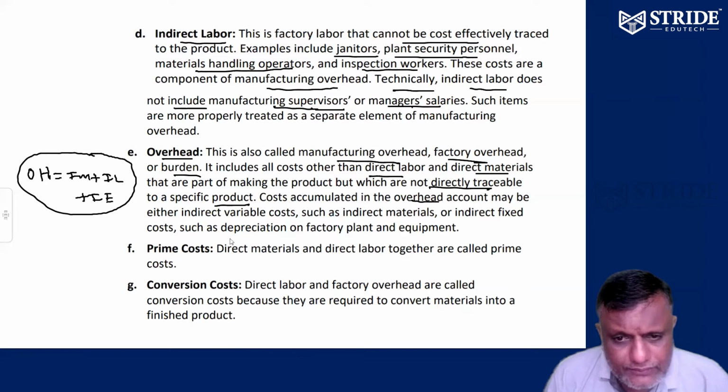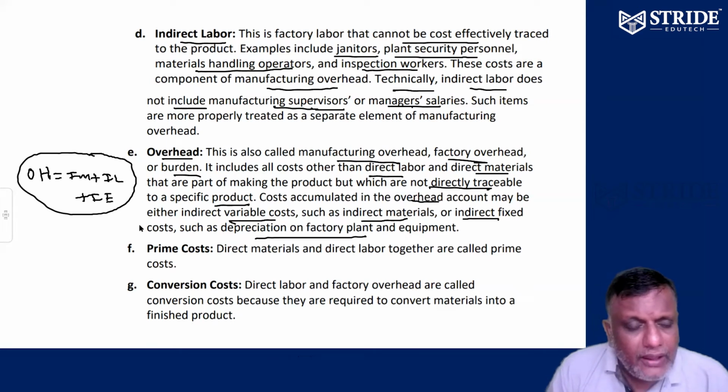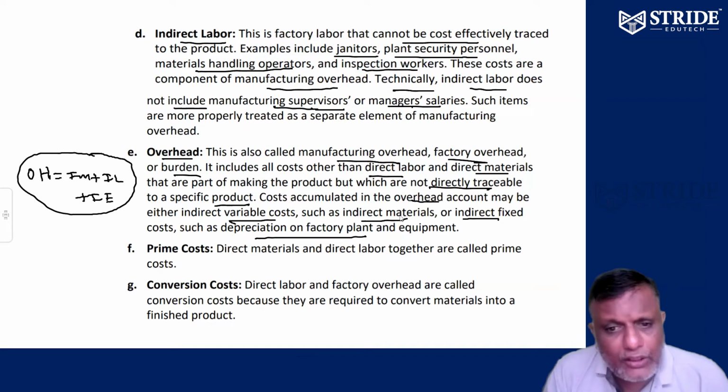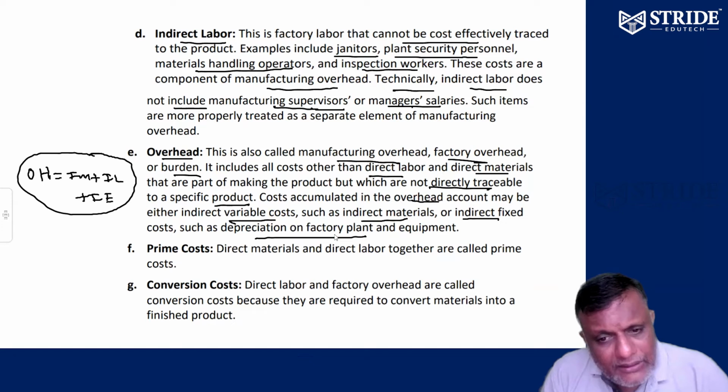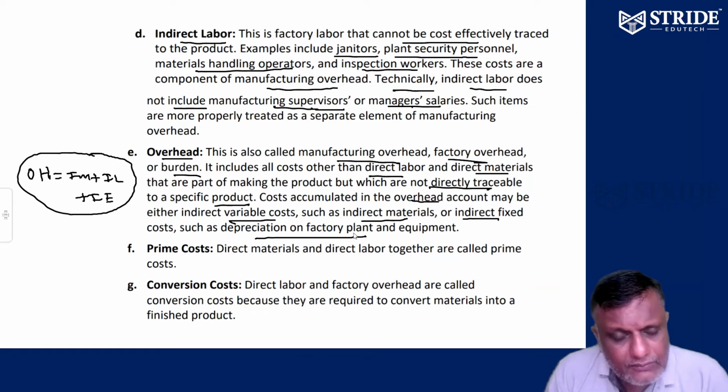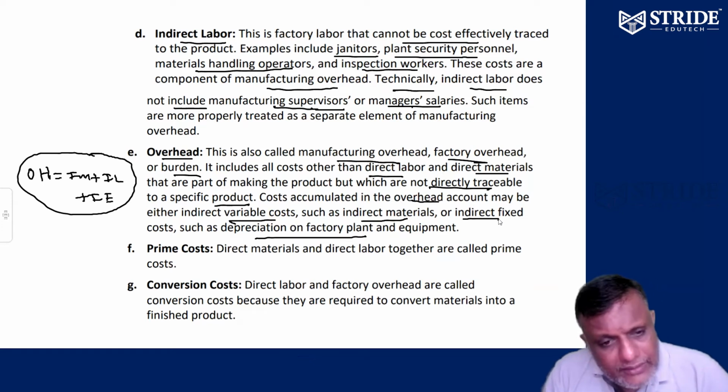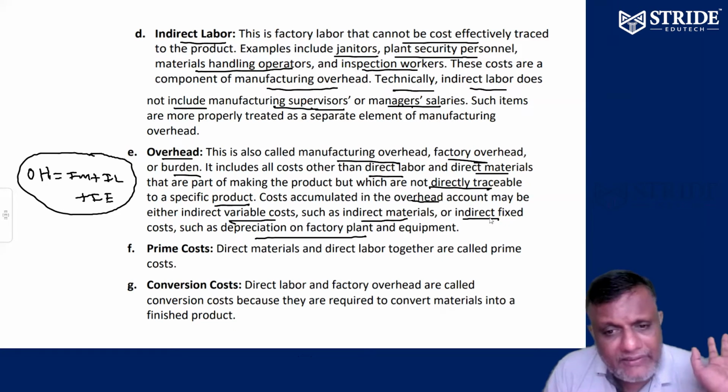Collectively called overheads. Indirect variable cost is related to material; indirect fixed cost is related to depreciation of fixed assets. Indirect means both will come. An indirect variable cost example is indirect material. Indirect fixed cost examples are depreciation of factory plant, factory rent, or office rent. Selling expenses that are fixed, all fixed overheads, are called indirect fixed expenses.